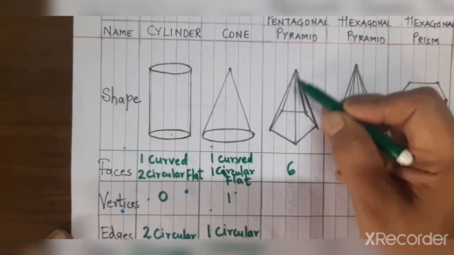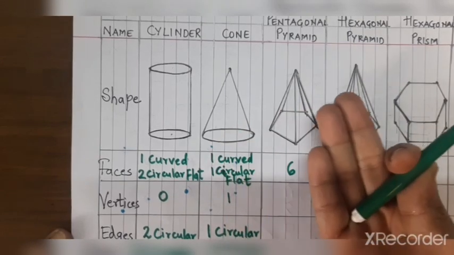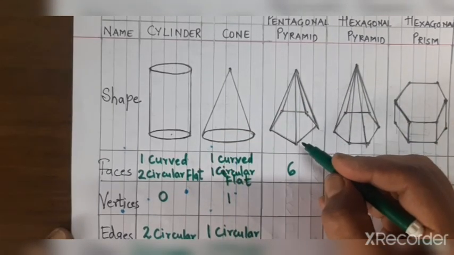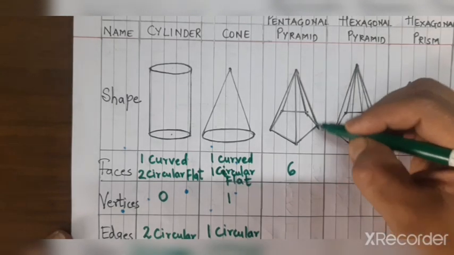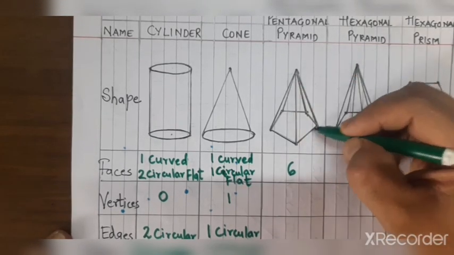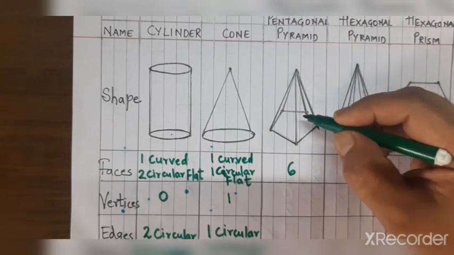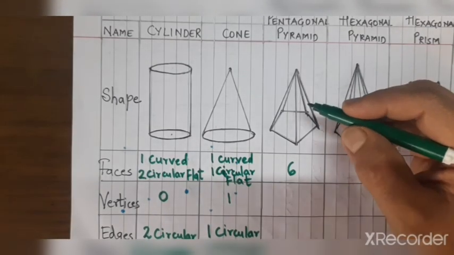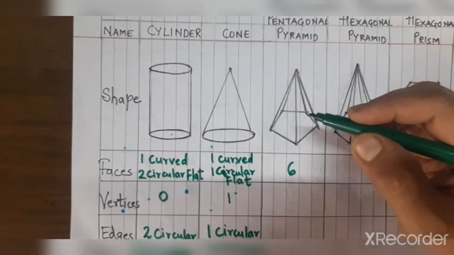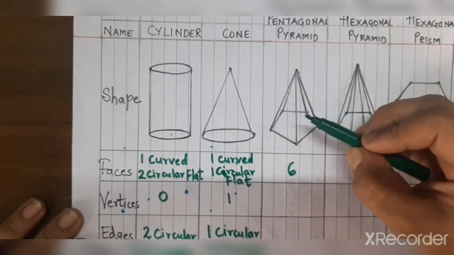5 lines, so standing 5 faces, and the flat face which is down at the bottom, the 6th one. Okay, so 6 faces together. You have to imagine that this is a pentagonal pyramid and we have to count. Either you can take a hard paper and form this pentagonal pyramid and then count. But if you get this in the exam, you should know how to visualize.